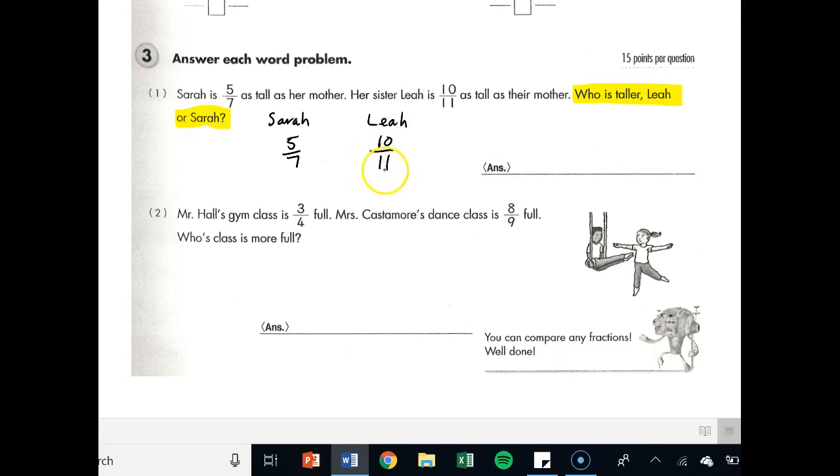So 11 times 5, that's 55. And then 7 times 10, that's 70. Obviously, 70 is greater than 55. So Leah is my answer. Leah is taller than Sarah. All right, you got 2. Any problem I didn't do, obviously, you have to do. Make sure you show work and call me if you have questions.